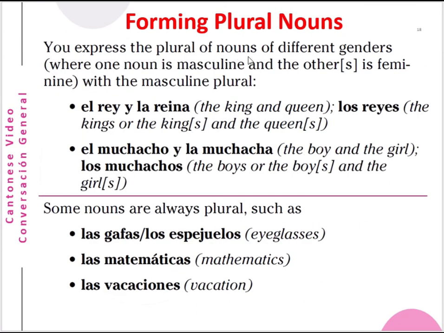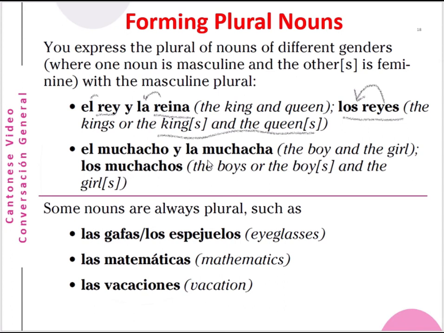You express the plurals of nouns of different genders, where one noun is masculine and the other is feminine, with the masculine plural. For example, el rey y la reina, the king and the queen. This is the singular form, so we use el and la for the masculine and the feminine. But los reyes is the kings, or the kings and some queens. This means all of them are kings, or some of them are kings and some of them are queens. The mixed gender, but you use the masculine gender for this plural form.